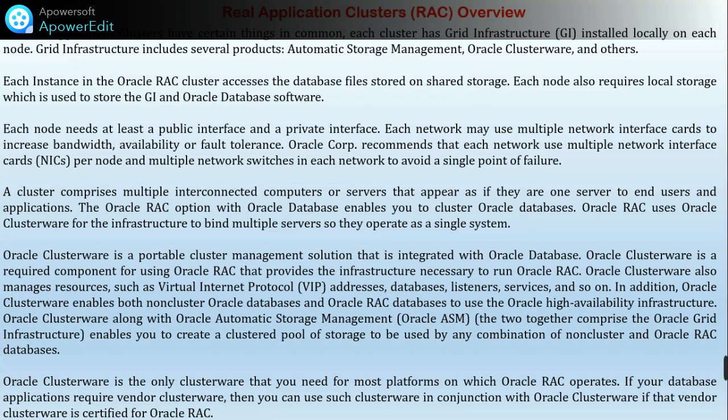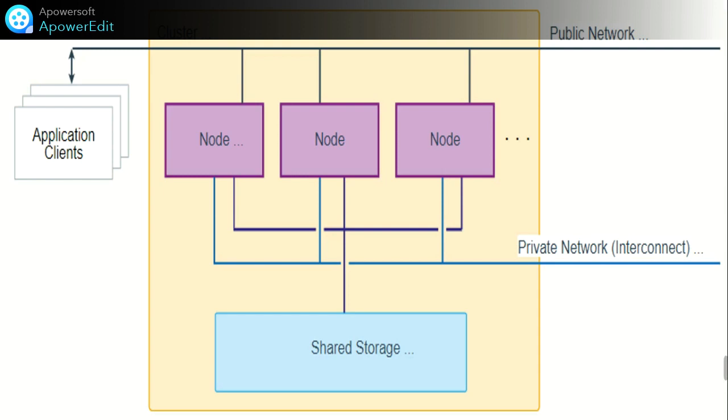Okay, next, here is the demo diagram: application clients, cluster, buffering network, node 1, node 2, node 3, private interconnect, and shared storage.